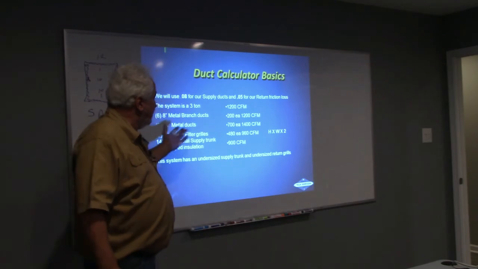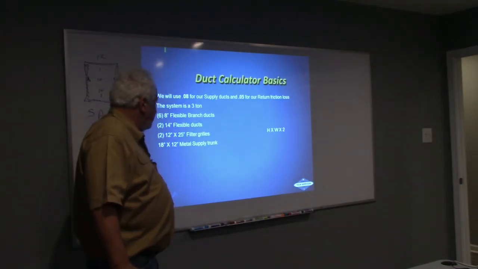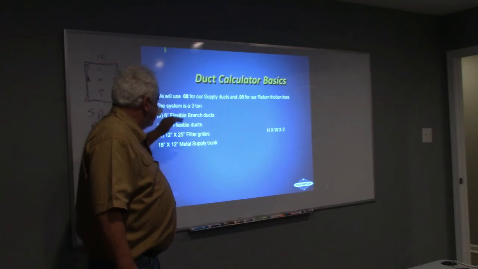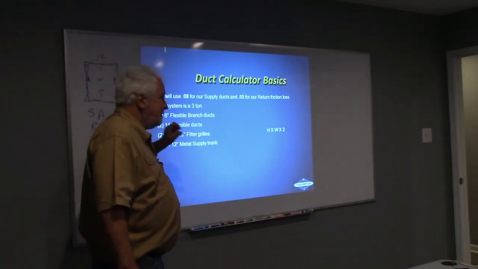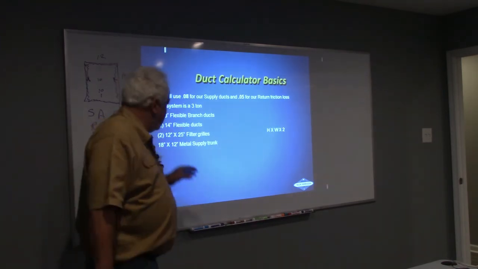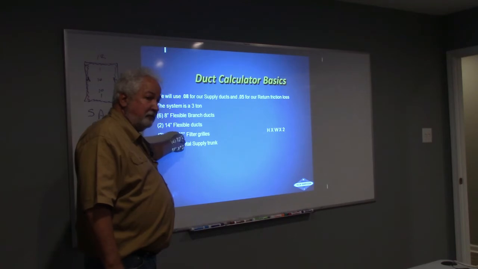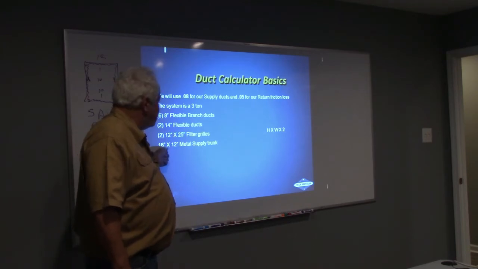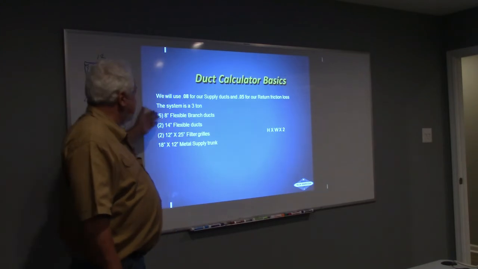Mm-hmm. Good. So what we decided to go back with is we're going to go ahead and put in the 3-ton system, still has the 1200 CFM. We're going to put in 6 8-inch flexible ducts. We're going to put in 2 14-inch flexible ducts, and we're going to tie those tight and make them nice and neat. We're going to increase the filter grills to 12 by 25 grills, and we're going to increase the supply metal trunk to 18 by 12. So let's see what happens here.